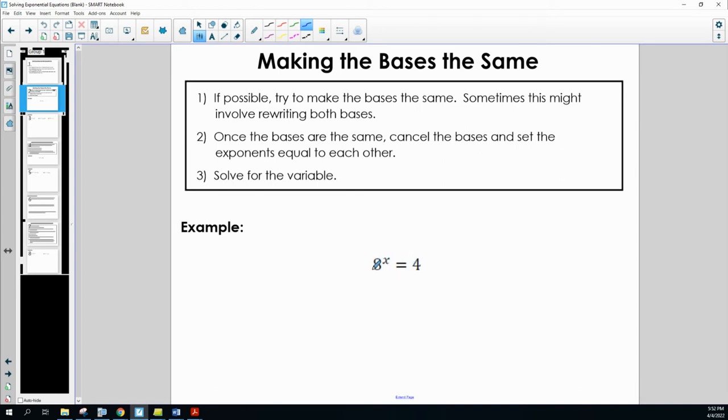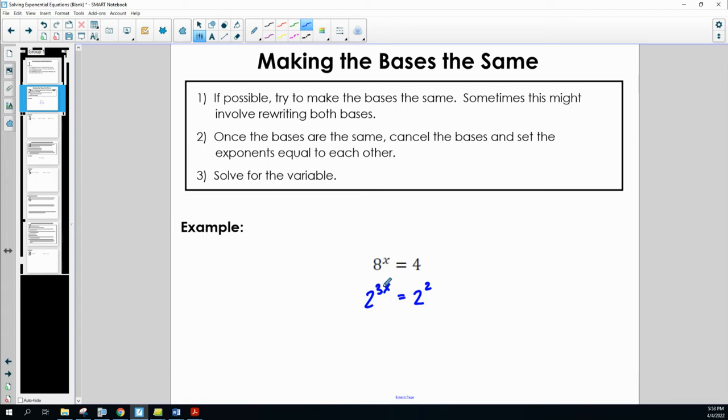If I try to make it 4 to the first, that's just 4. 4 to the second is 16. So I can't raise 4 to a power to get 8. That's not a whole number. So we want to think, can we change both bases? Both 8 and 4 we can rewrite as having a base of 2. Instead of 8, we can write this as 2 to the third, and the x that's in the exponent is going to stay up in the exponent with the 3. And then 4 is going to be 2 to the second. So we have the same base now.